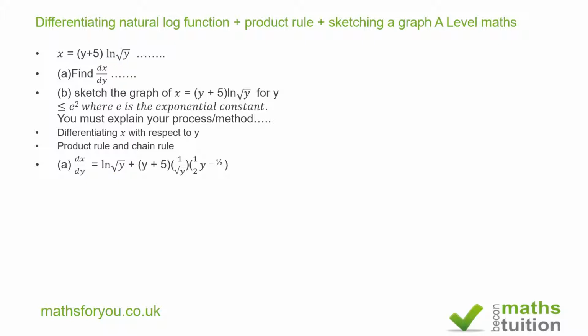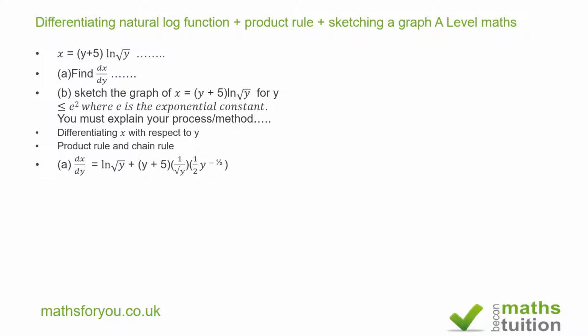Then we bring that y plus 5 and then differentiate natural log of square root of y. Now this involves chain rule. Firstly, if we differentiate natural log of the square root of y, we get 1 over root y, which is this one here. Then we differentiate the square root of y on its own. And when you do that, you end up with a half, because the square root of y can be written as y to the power of 1/2. So when you differentiate that, you end up with a half multiplied by y raised to the power of minus a half, because a half minus 1 will give you minus a half. Now you can write y to the power of minus a half as 1 over the square root of y.